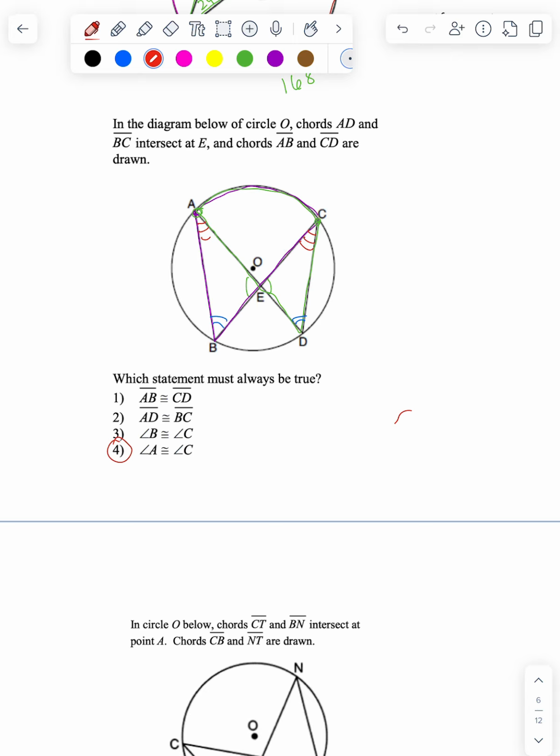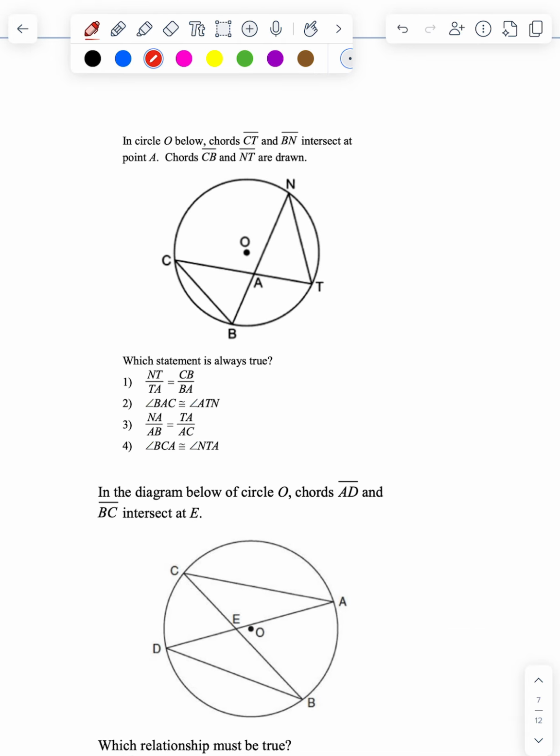It's the only one that I know for sure. I don't know anything about the segments at all, so I can't figure anything out about them. And angle B and angle C, careful, they are alternate interior angles, but we don't have parallel lines, so we don't know that they're congruent.